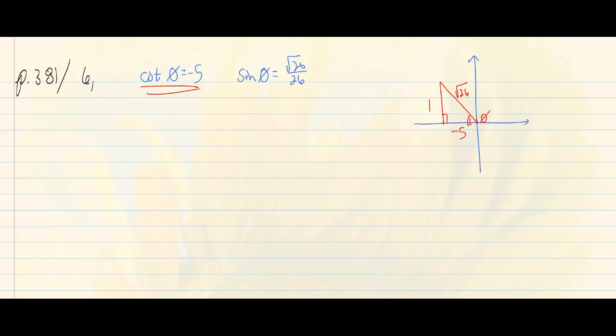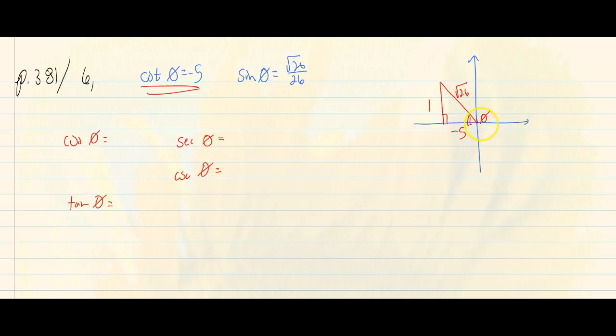We've got to find all the other remaining trig functions. In other words, we need to know what is the cosine of phi, what is the secant of phi, what is the cosecant of phi, and what is the tangent of phi. I'm putting them in really any random order. And I'm going to answer these questions by looking back at the drawing.